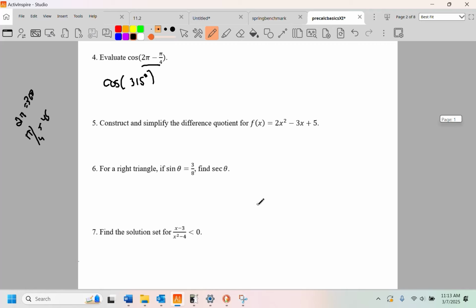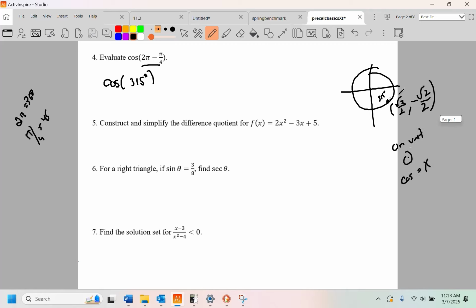Then it goes to the unit circle, and you think about what's there at 315 degrees. What's there is a positive root 2 over 2 and a negative root 2 over 2, and on the unit circle, cosine is x. There's my answer. It's going to be root 2 over 2.